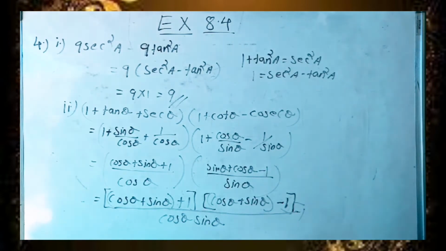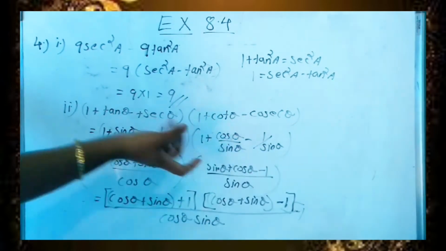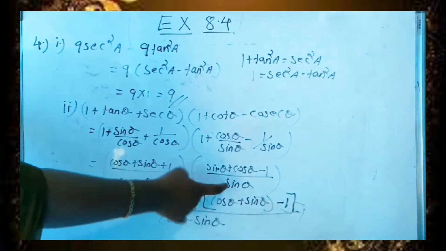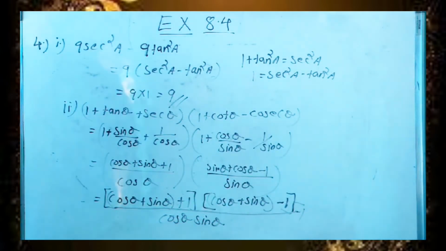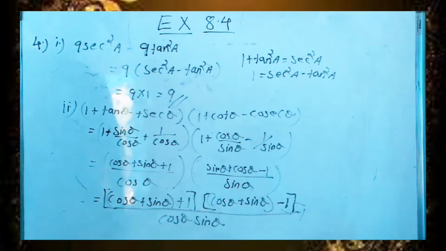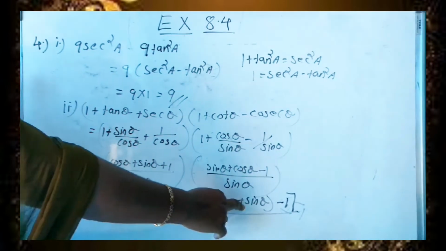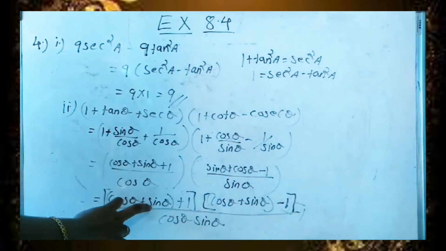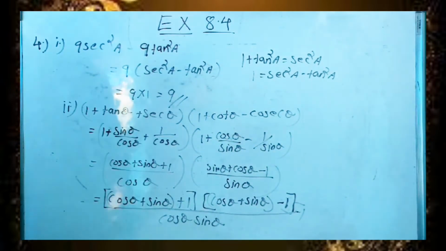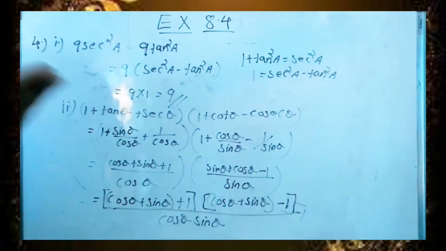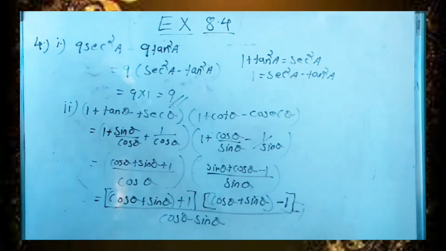Now just look at the numerator. I just grouped these two terms and plus 1, and here I made one rearrangement, that is cos theta I took first, then cos theta plus sin theta, just group those two terms, and we will have minus 1. Now just look at the numerator. We can see that this is of the form a plus b into a minus b. Here the value of a is cos theta plus sin theta. Then this is of the form a plus b into a minus b. And what is this a plus b into a minus b?